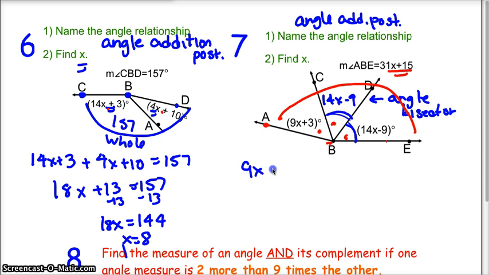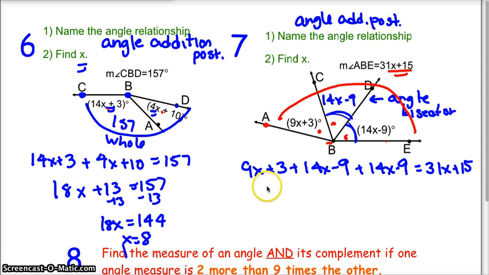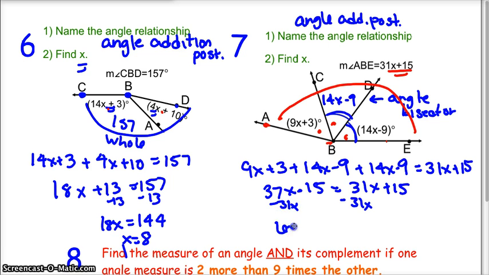I have the 9x plus 3 added to the 14x minus 9, added to the other 14x minus 9, and it equals the total that was given as 31x plus 15. So when we combine like terms, I have 37x minus 15 ends up equaling 31x plus 15. So I'm going to subtract that 31 to the other side. That's giving me 6x. When I add that 15 to the other side, that gave me 30. So x equals 5, which is all it's asking for.